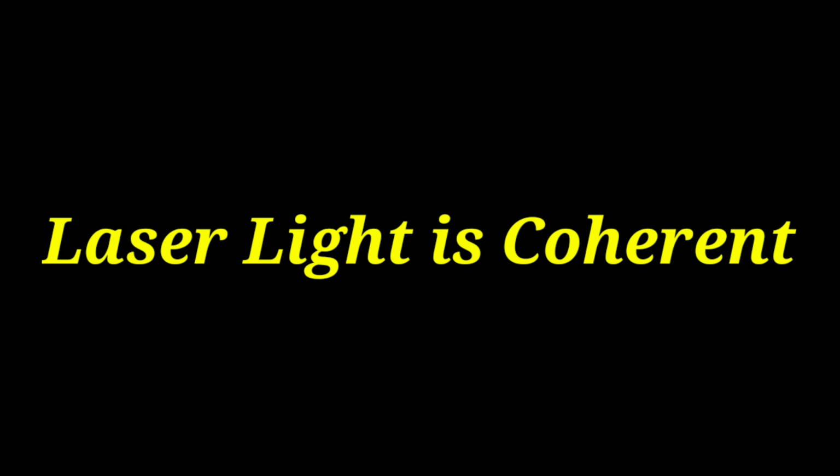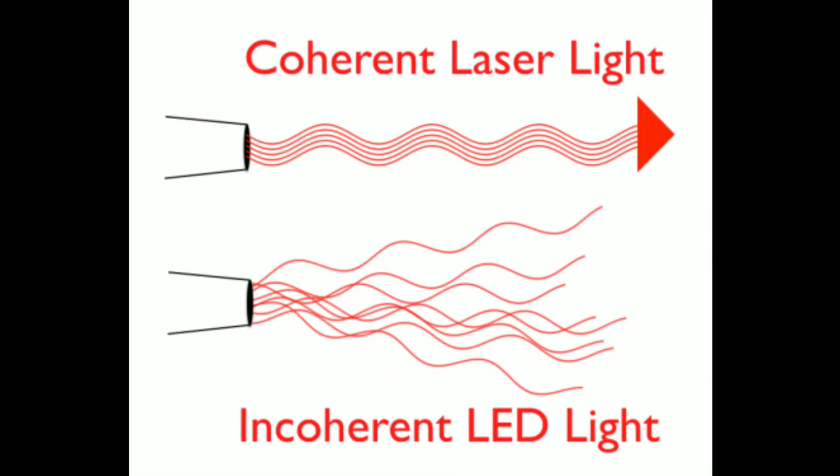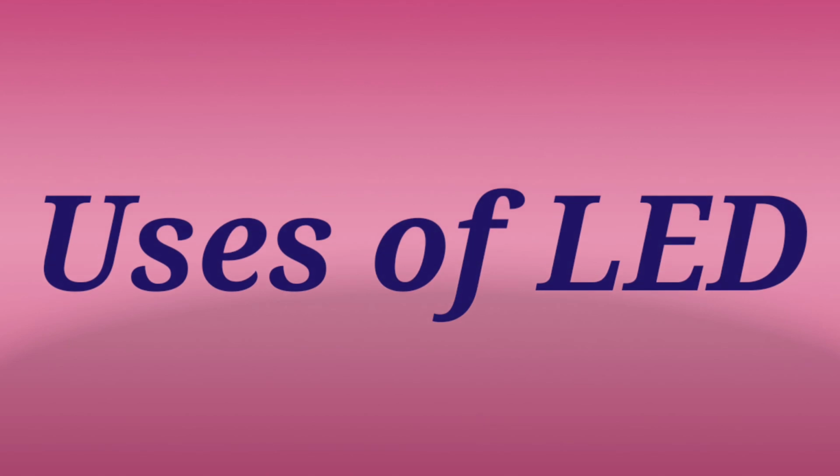Look here, friends. Laser light is coherent. That means laser light is coherent because the wavelengths of laser light are in phase in space and time. Mostly light emitting diodes are used in TVs and color displays.